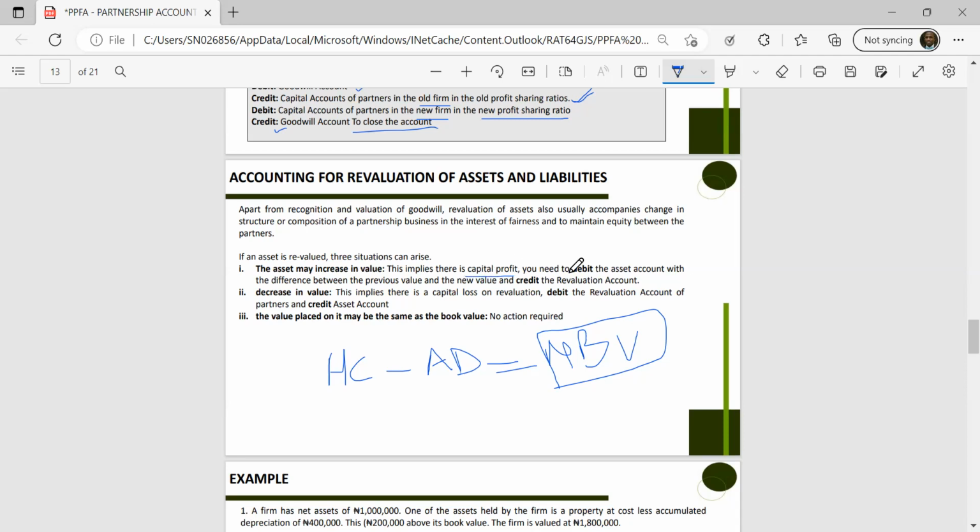And when this occurs, you need to debit the asset account because the asset is what? Increasing. And when an asset is increasing, you do what? You debit it. And you credit the difference to the what? To the valuation account. You debit the asset account with the difference between the new value and the previous value, and you credit the valuation account.